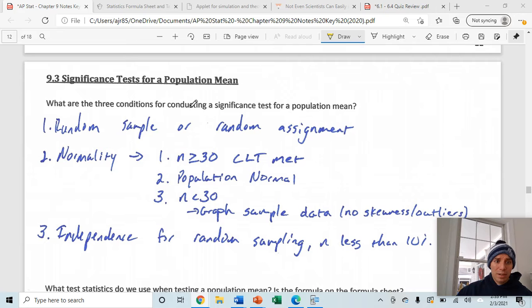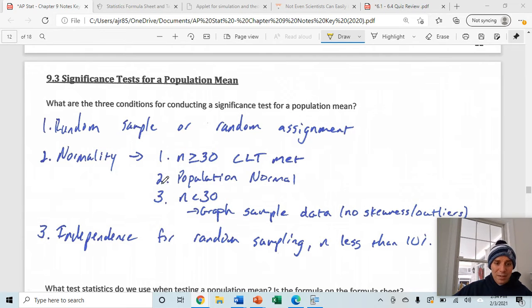First condition is that same randomness condition that we've seen, whether it's proportions or means: random sample, or random assignment. Then we have our normality condition. You have to make sure you differentiate the proportion conditions and the mean conditions. Proportions, we have n times p greater than or equal to 10, n times 1 minus p greater than or equal to 10. For the means, we have our central limit theorem. N, your sample size, has to be greater than or equal to 30. If that's not the case, and the population is normally distributed, you're good to go there.